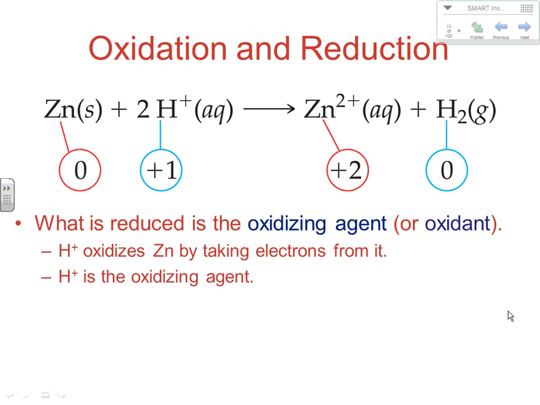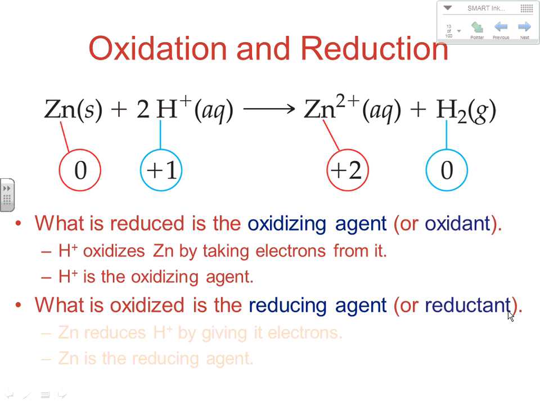So if we have oxidation, we can't have that oxidation unless we also have reduction. Something needs to provide our electrons by losing them, and something else needs to gain our electrons. So those two things work hand in hand. So what is reduced is actually known as the oxidizing agent because when it gets reduced, it causes the oxidation. So H+ was oxidizing Zn by taking electrons from it. So H+, which was our species that was reduced, is also our oxidizing agent.